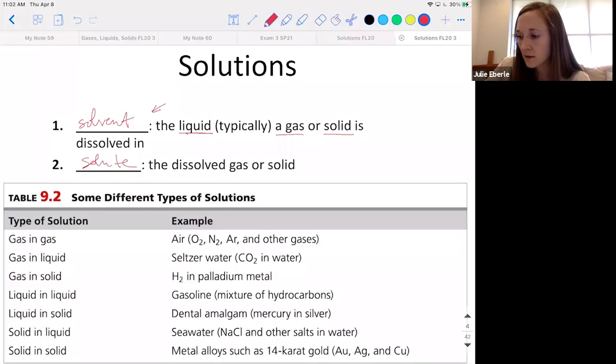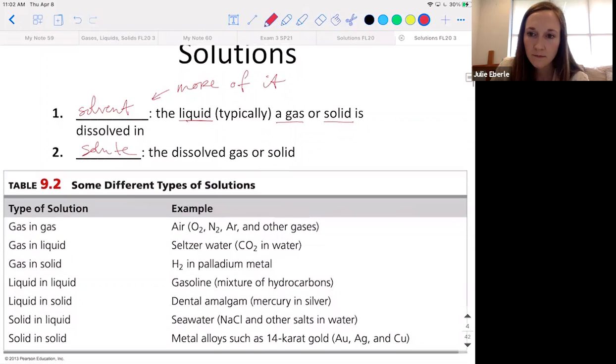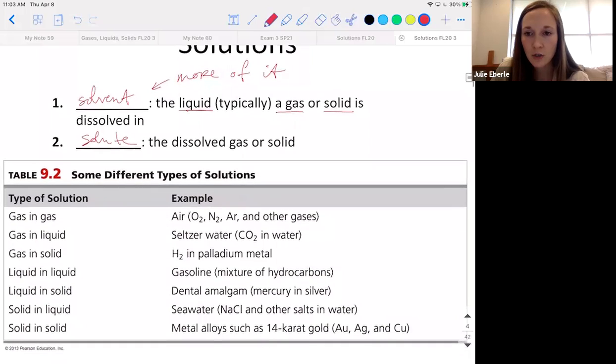So there's more of it. There's more solvent than there is solute. And then the solute is what you're dissolving in your solvent. And I really like this table right underneath because we typically think a solution is just some sort of liquid dissolved in water, like salt water. If I said, what's a solution? That's probably the first thing you'd tell me. But there's so many more examples. And I like this table because I think it expands your idea of what solutions are for a minute.